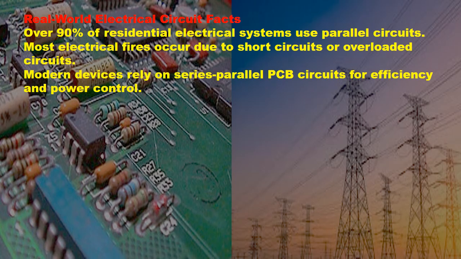Real world electrical circuit facts: over 90% of residential electrical systems are parallel circuits. Most electrical fires occur due to short circuits or overloaded circuits. Modern devices rely on series-parallel PCB circuits for efficiency and power control. So PCB, printed circuit board. Most of the circuits in industry, at home, and in commercial buildings are all parallel circuits. That's one of the real world circuit facts.